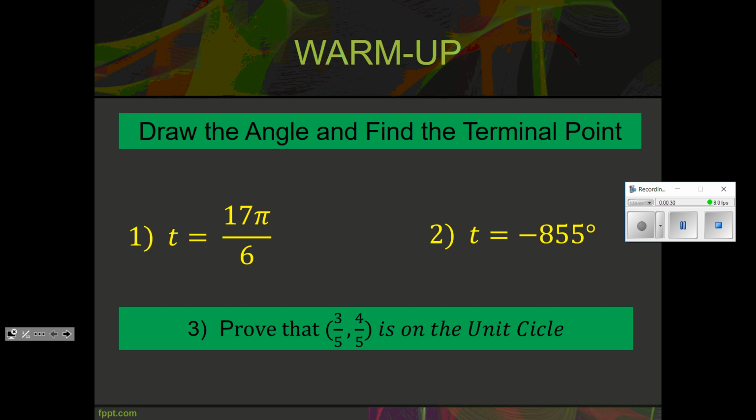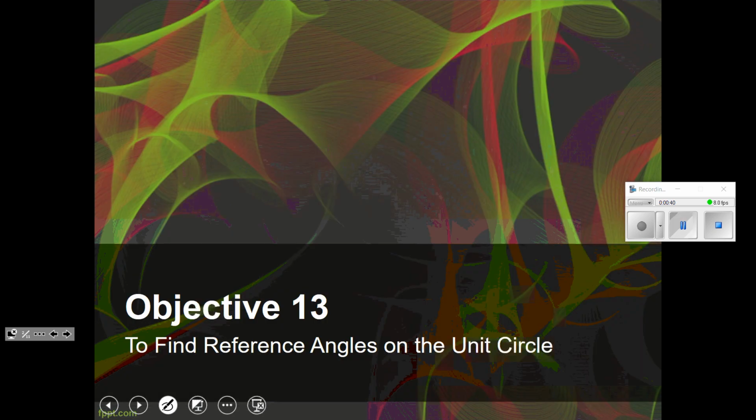We're going to go back to terminal points today, and we're going to add in one term called a reference angle. Okay, so a little bit new, but a lot of old. So this will be Objective 13. We're going to find reference angles on the unit circle. We're going to be talking terminal points. We're going to be drawing our angles again. I tried to put in some examples, some in degrees, some in radians. I tried to put in some that rotated more than one full rotation because those were the ones that you told me last week you were confused on.